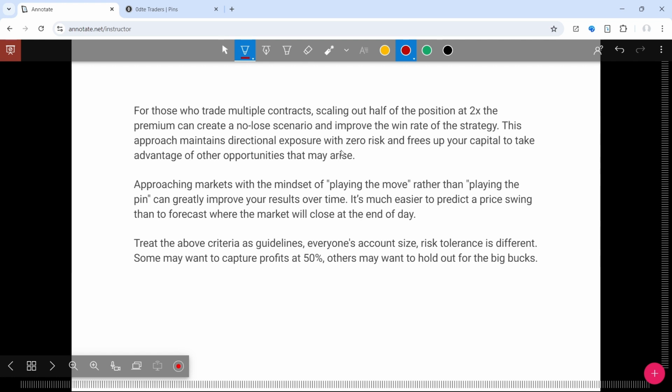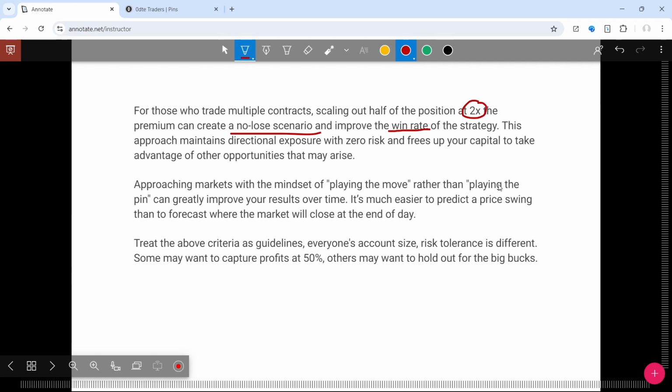Now, for those that trade multiple contracts, scaling out half the position, so closing half at 2 times premium, can put you in a no-lose scenario. And this often boosts the win rate, right? So for a strategy that often lacks in win rate, if you utilize this approach, you can probably increase that win rate by quite the margin.